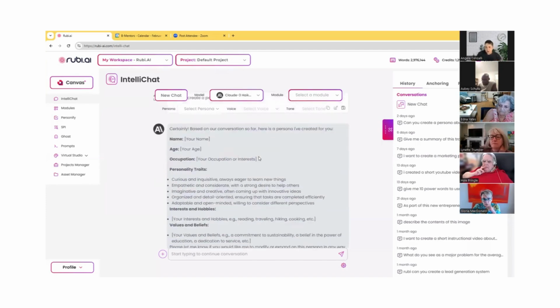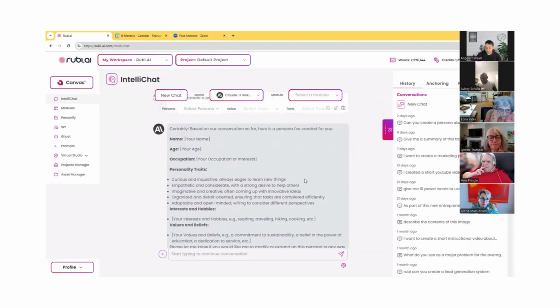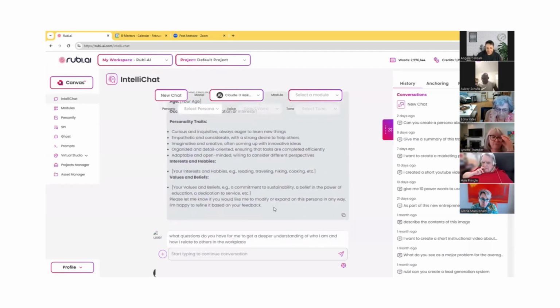So, of course, Ruby answers me and says, of course I can. She right away needs information that she's going to include, such as name, age, occupation. Now, because we have extensive conversations, she was able to start out giving me some information. She said that I'm curious and inquisitive, always eager to learn new things, empathetic and considerate, imaginative, adaptable and open-minded. She thinks that my interests include reading, traveling, hiking, and cooking.